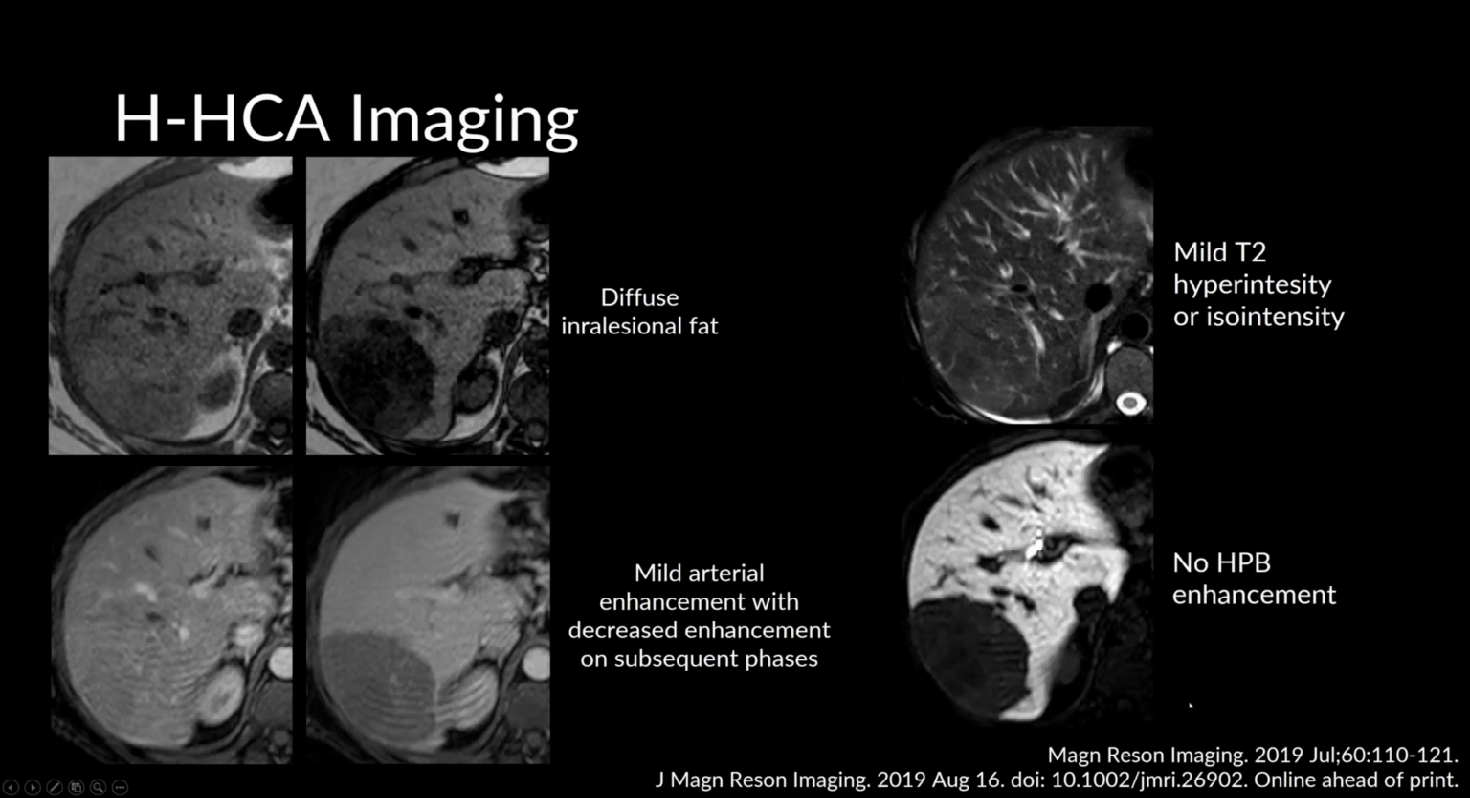As far as the hepatobiliary phase, as expected, because there is no beta-catenin activation, which is associated with the OATP peptides that allow gadoxetate to enter the hepatocytes, there is no hepatobiliary phase enhancement for the HNF-1-alpha adenomas.